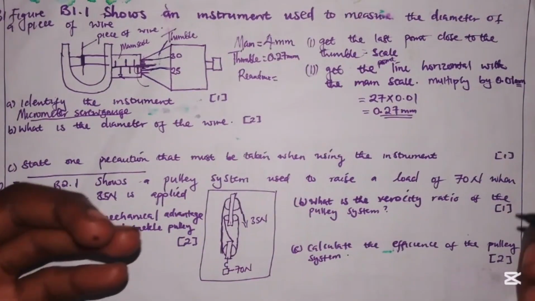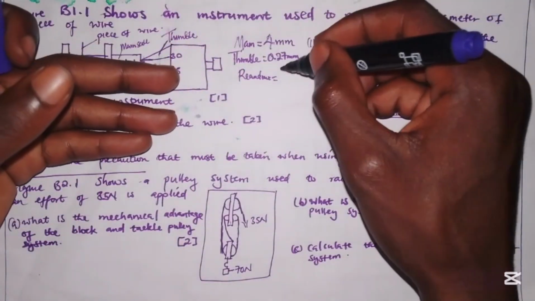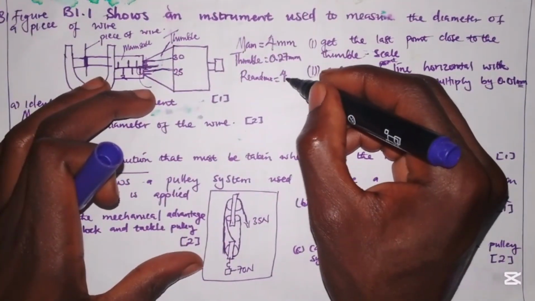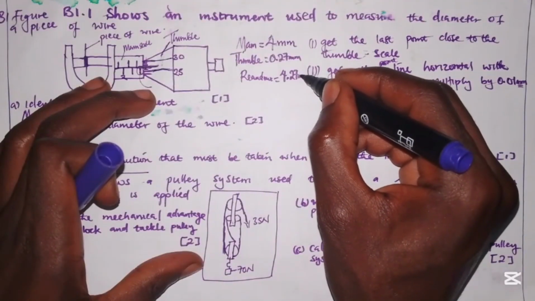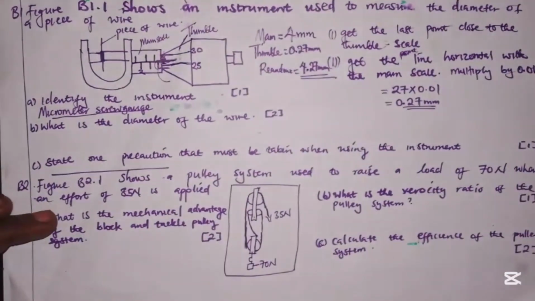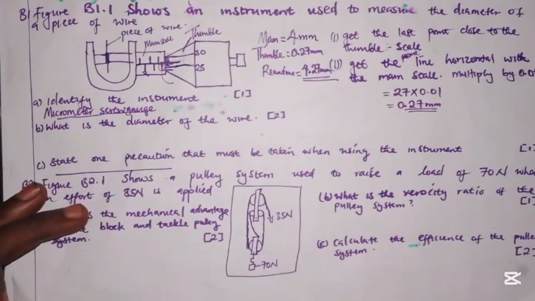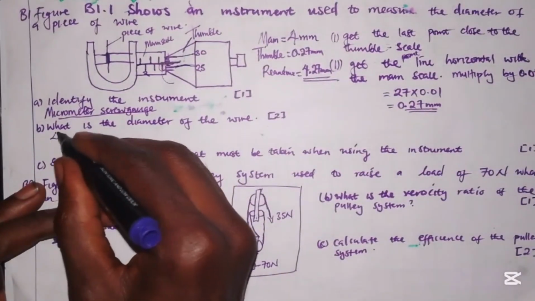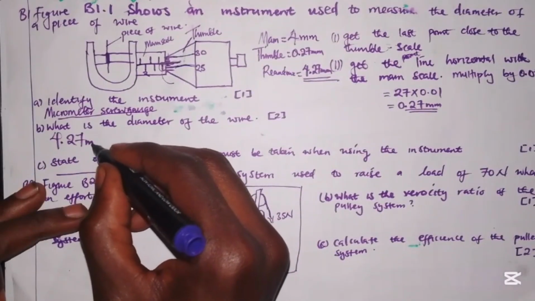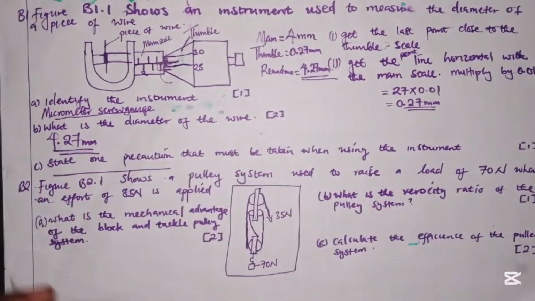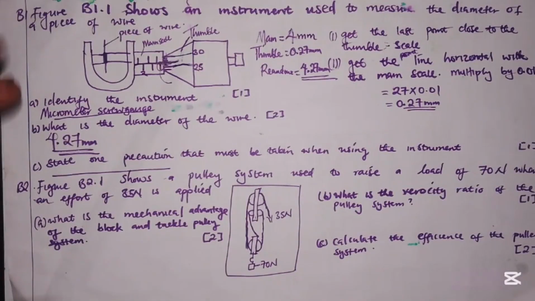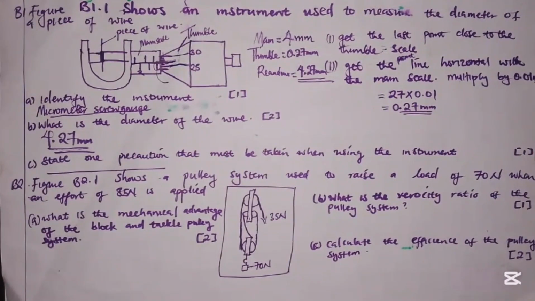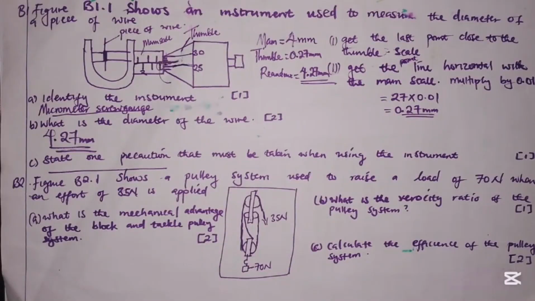Then our final reading, you just add the 2, which is 4.27 millimeter as your diameter. So here now you can say our diameter therefore is what? 4.27 millimeter, which means you have solved your first question and you have gotten your 3 marks. Then we have part C, which is saying state one precaution that must be taken when using the instrument.